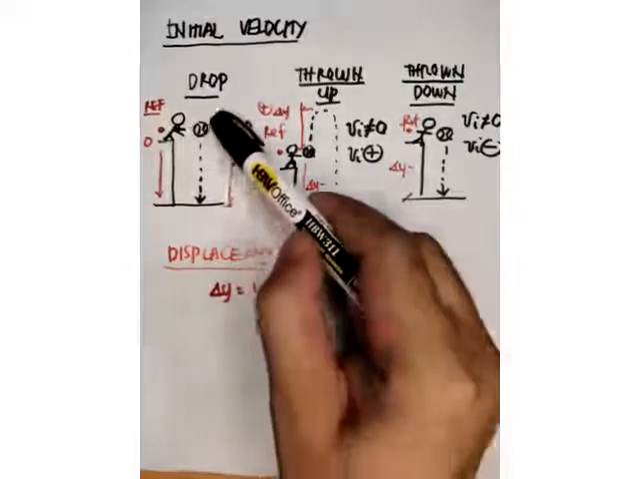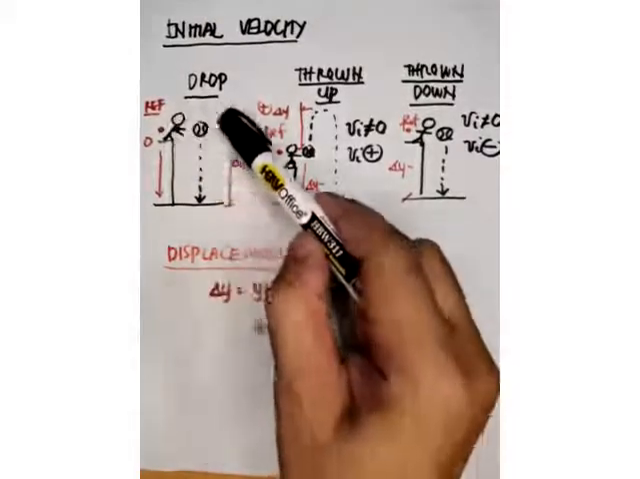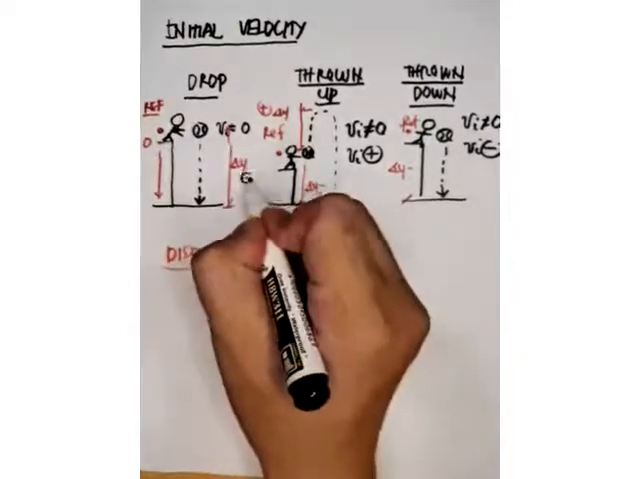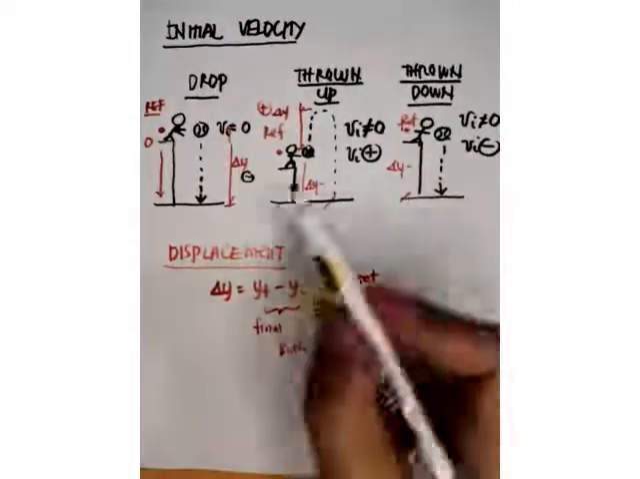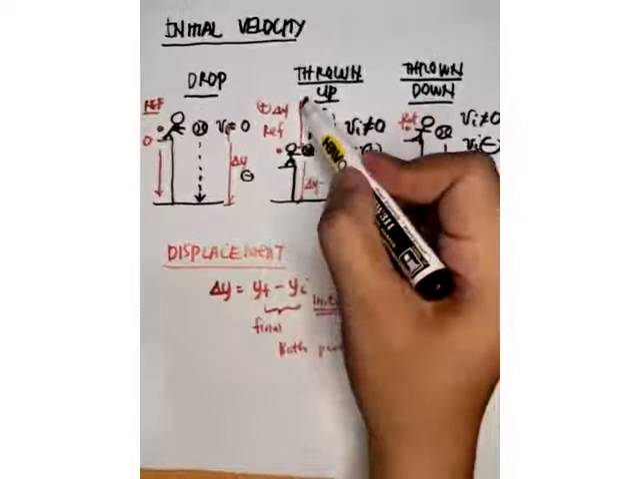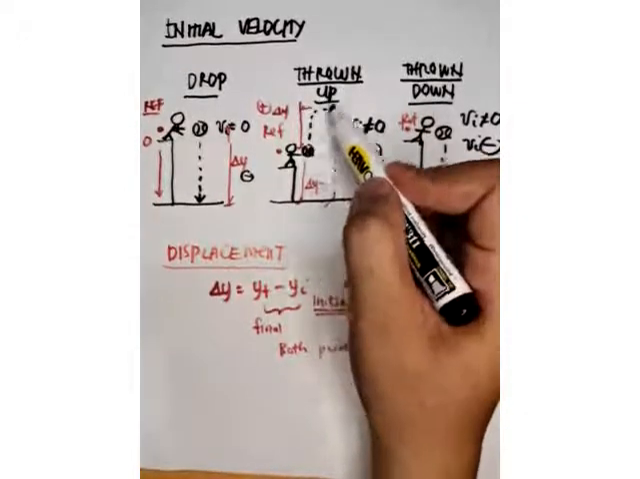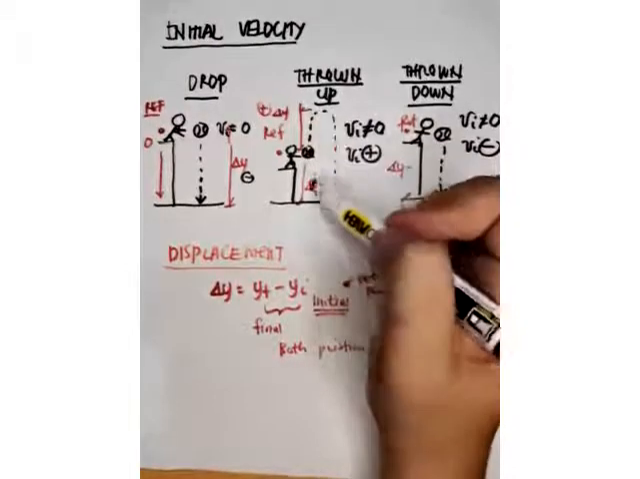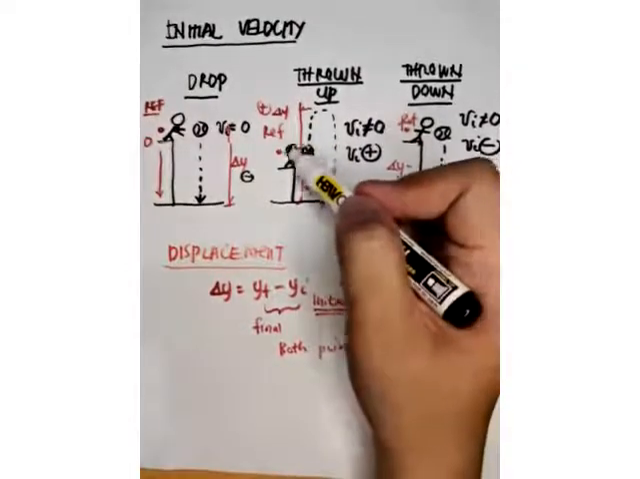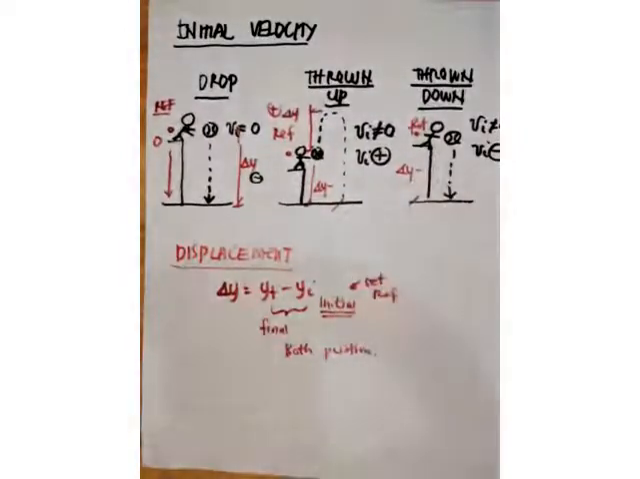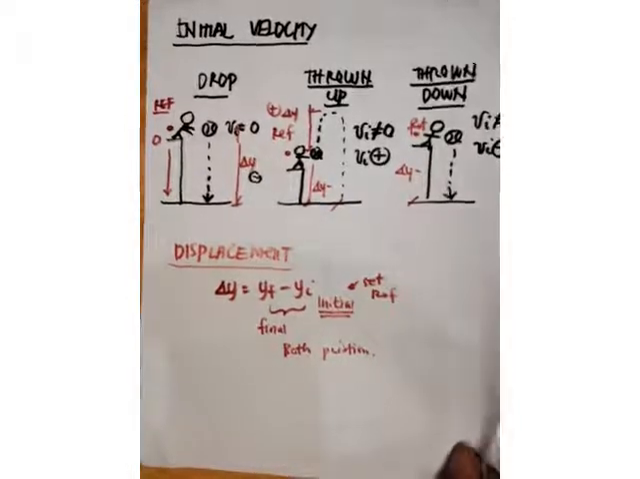Okay, kung nag-move siya pababa, halimbawa nasa baba siya ng reference, ang nagiging displacement natin ay negative. Okay? Pag naman tumaas siya, ang nagiging displacement natin ay positive. Pero kahit tinaas mo siya, pero in the end, bumaba pa rin siya na mababa doon sa reference point, negative pa rin yung displacement. So ganito rin sa thrown down, laging, since nasa baba siya ng reference, so yung displacement niya ay negative.